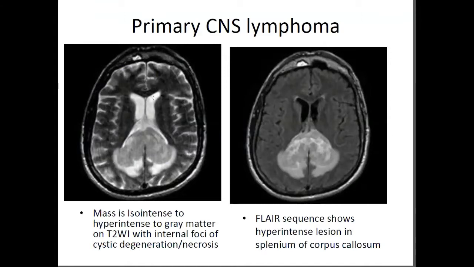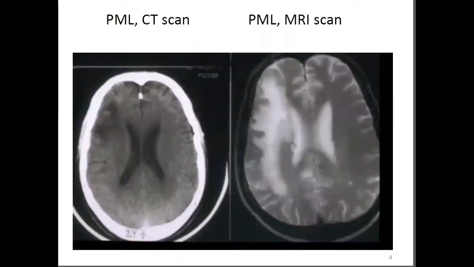with the T2 imaging study. As you can see, mass is iso-intense to hyper-intense to the gray matter with the internal foci of cystic degeneration or necrosis in the center. But with the FLAIR sequence, you can see hyper-intense lesion in the splenium of the corpus callosum. As we discussed earlier, corpus callosum is one of the common areas for primary CNS lymphoma.